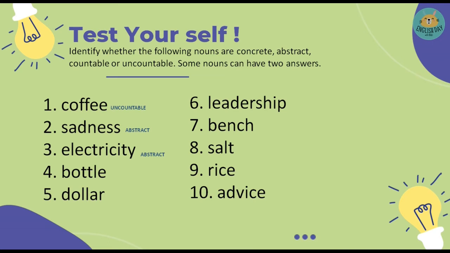Next, we have bottle. If you answered countable, then you are correct. You can count bottles. You can say 1 bottle, 2 bottles, a bottle. You can say that. But also, for this one, you can also say concrete because it is something that you can see. It has a physical form.